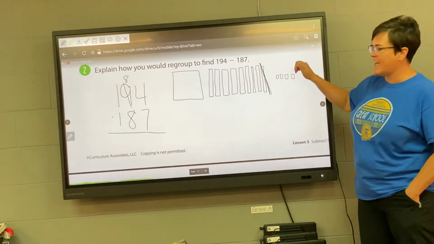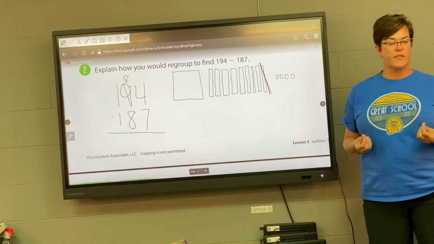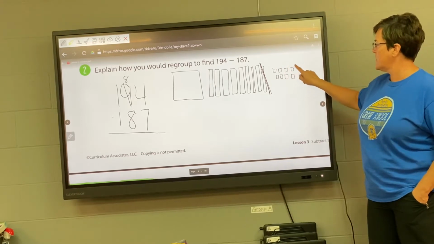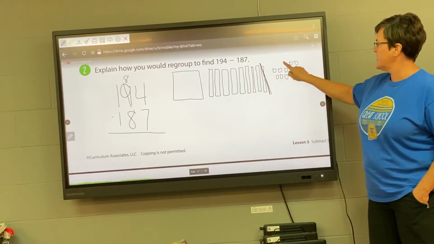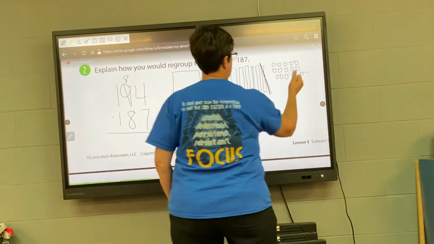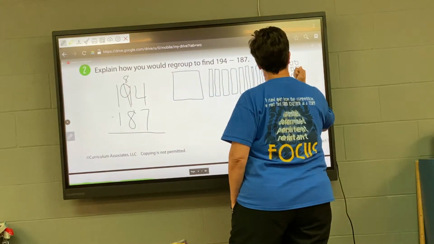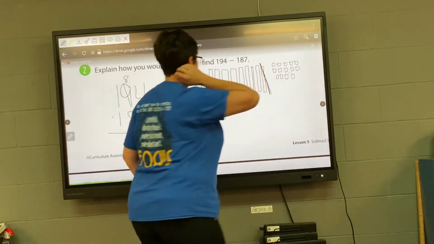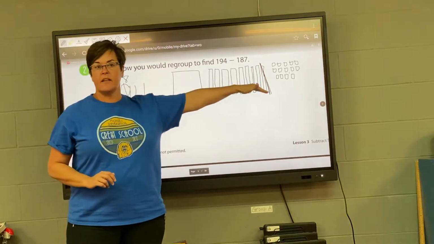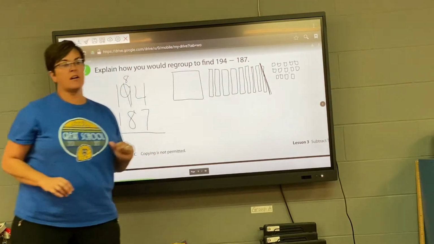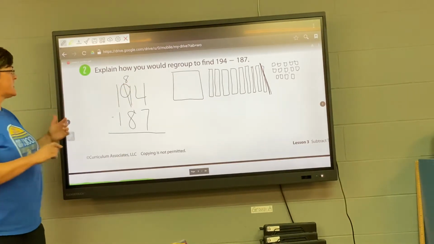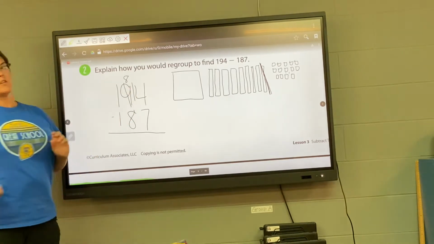I'm gonna take this 10 and break it apart. How many ones will that give me then? 10. Right. 2, 3, 4, 5, 6, 7, 8, 9, 10. Okay. Oh, my knuckles were drawing. So now, how many ones do we have? 4. I had the 4 already there, plus the 10 that I broke apart. 10 plus 4 is? 14. So now we have 14 ones.